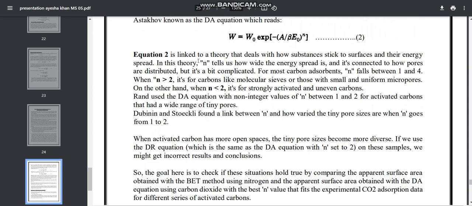Equation 2 is linked to the theory that deals with how substances stick to the surface and how their energy is spread. In this theory, n tells how wide the energy spread is, and it is connected to how pores are distributed. But it's a bit complicated, because for carbon adsorbents the value of n, which is the heterogeneity factor, falls between 1 and 4. When n is greater than 2, it is for carbons like molecular sieves, those with small and uniform micropores. On the other hand, when n is smaller than 2, it is for strongly activated and uneven carbons.